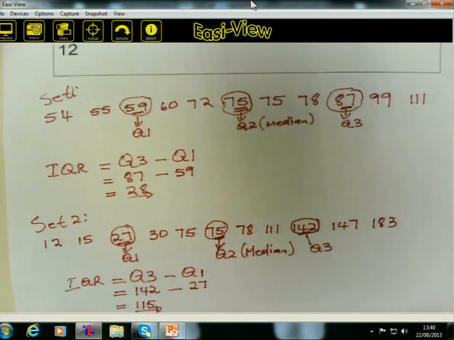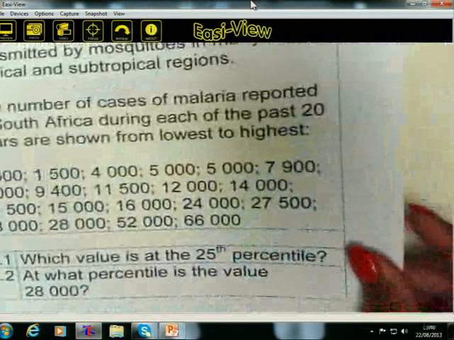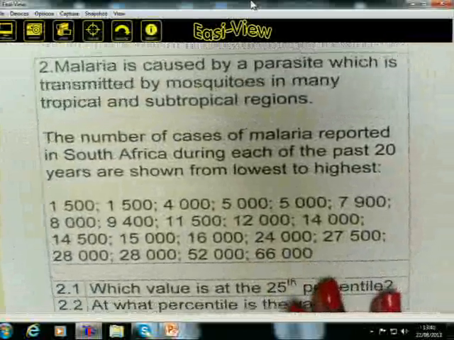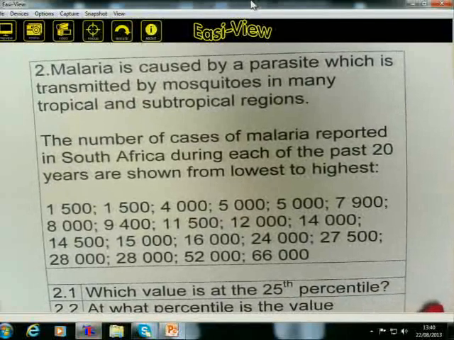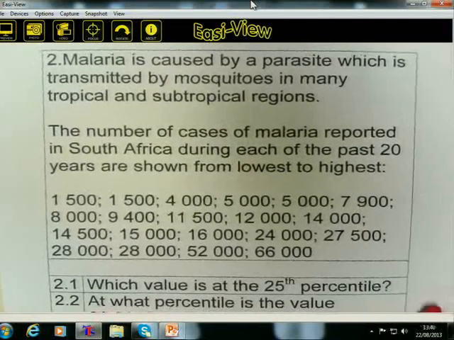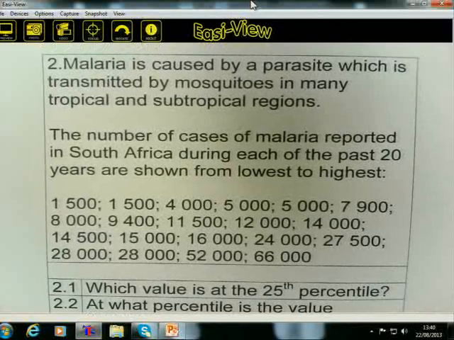This other question is now based on percentiles. Because remember, we also spoke of percentiles. Okay?